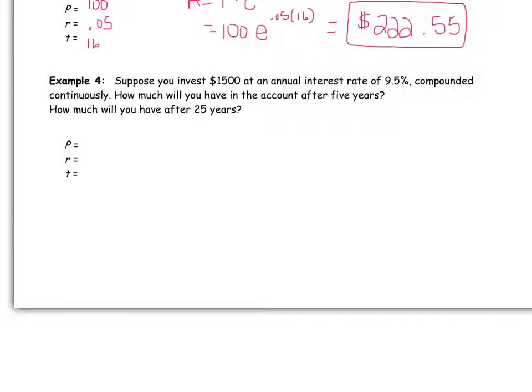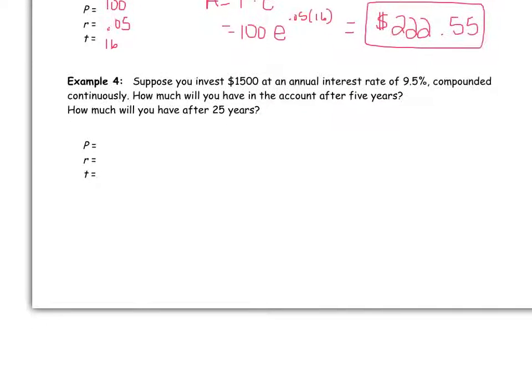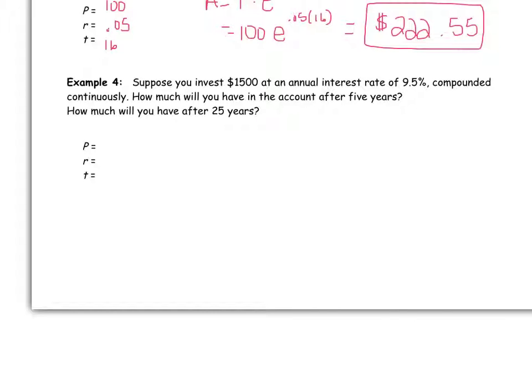Alright, so this next problem: suppose you invest $1,500 at an annual interest rate of 9.5% compounded continuously. How much will you have in the account after 5 years? And then how much will you have in the account after 25 years? Okay, so we've got two values. We're going to have two separate problems.